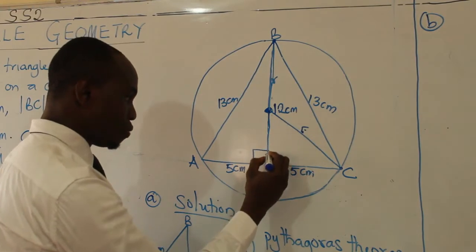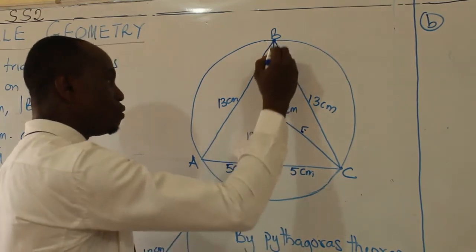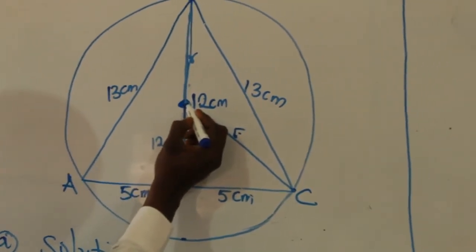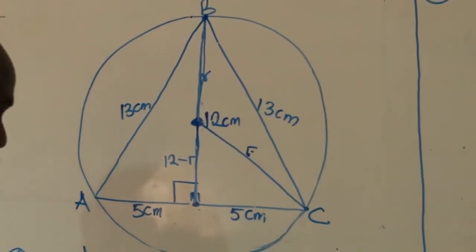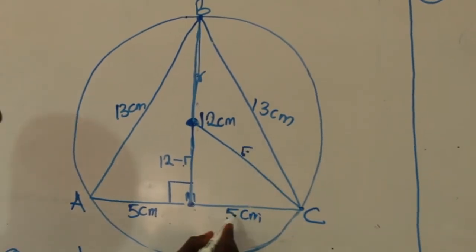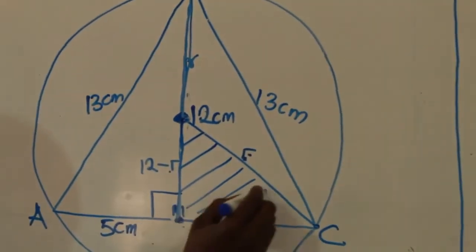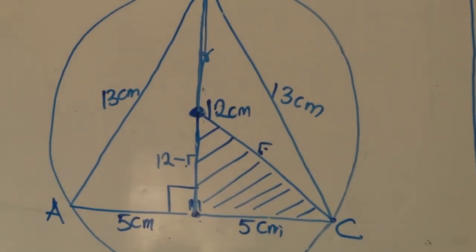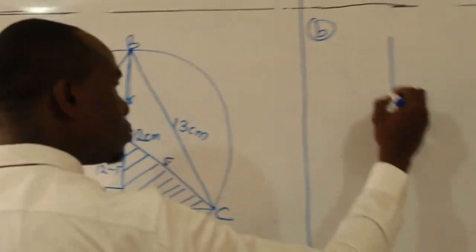Then this part becomes 12 minus R. If the whole of this line is 12, and from this part to this part is R, it means that from this point to this point will give us 12 minus R. So I have this part to be 12 minus R, this part to be R, and this part to be 5. If you observe, I have been able to form a right angle triangle inside the other triangle that was given. So if I extract that part, it is going to be drawn like this.